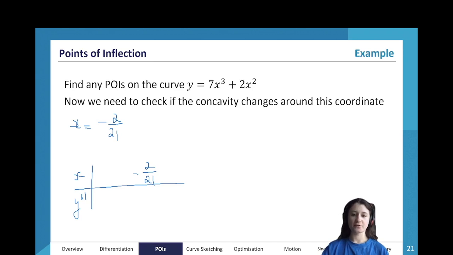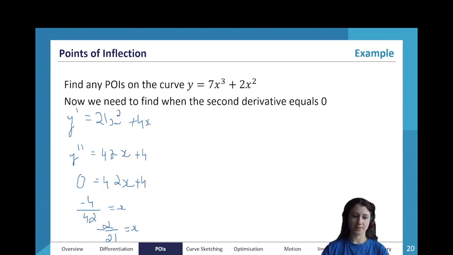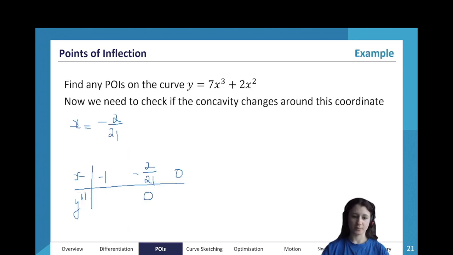So, negative 2 divided by 21 is going to be a pretty small number. So how about we just do negative 1, a number that is smaller than that, and then 0, a number that's bigger. And let's pop in our second derivative value. So our second derivative was 42x plus 4. Alright, so when x equals negative 1, just like a tip, you don't actually need to know the value of the second derivative here, you just need to know whether it's positive or negative.